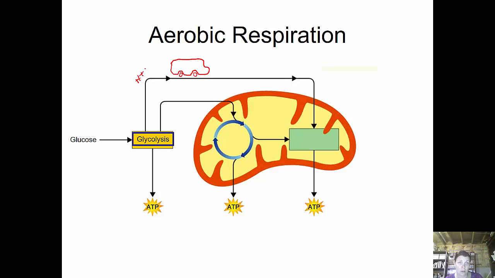So we're going to rip off H's. We're going to put them on the bus, okay? And the bus is going to go over here. Well, what are these called? This is called the Krebs cycle.